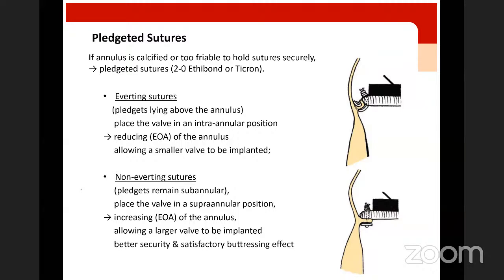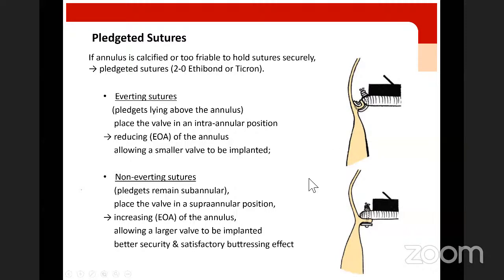You have the everting suture technique, where the pledgets are lying above the annulus. This technique would place the valve in an intra-annular position, reducing the effective orifice area of the annulus. Like this, it would be intra-annular, in between the annulus, with lower effective orifice area, allowing a smaller valve to be implanted.